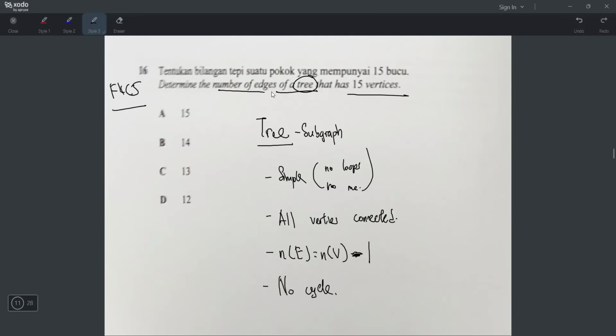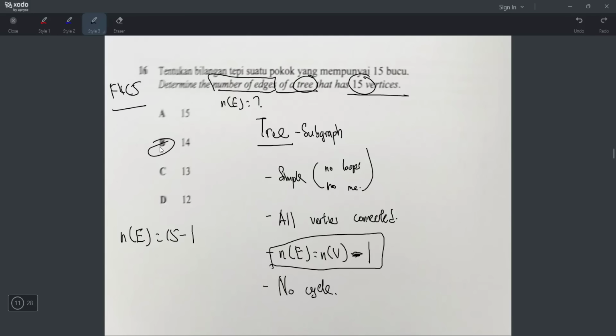So they say determine the number of edges, meaning find NE, when the vertex is 15. For this question, we will only focus on this, but I mentioned all the characteristics because these are all important. So what you have to do now is just put it inside this formula. The NE we want to find, and the NV is 15. So 15 minus 1, 14 is the answer.